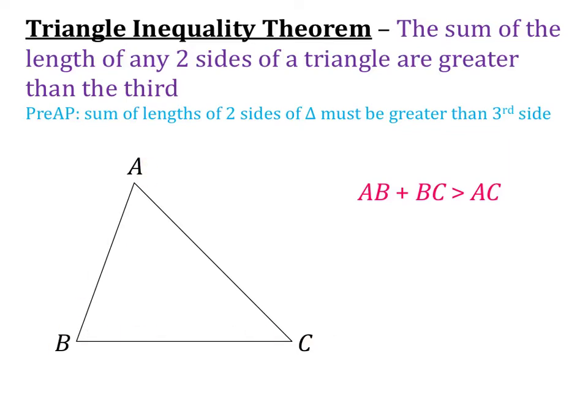be greater than AC. Also, AB plus AC must be greater than BC. And lastly, AC plus BC must be greater than AB. So, just as the theorem states, any two sides added together must be larger than the third.